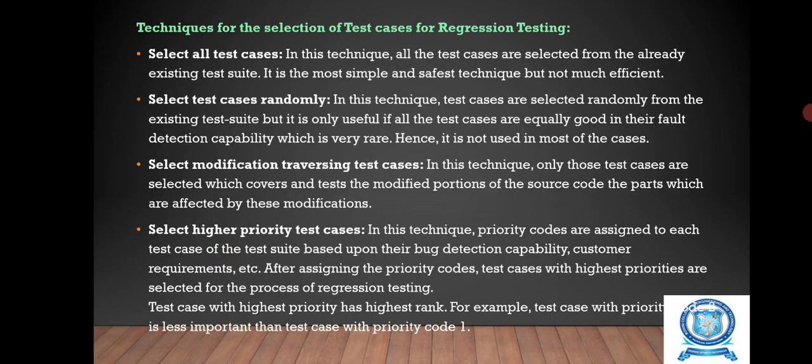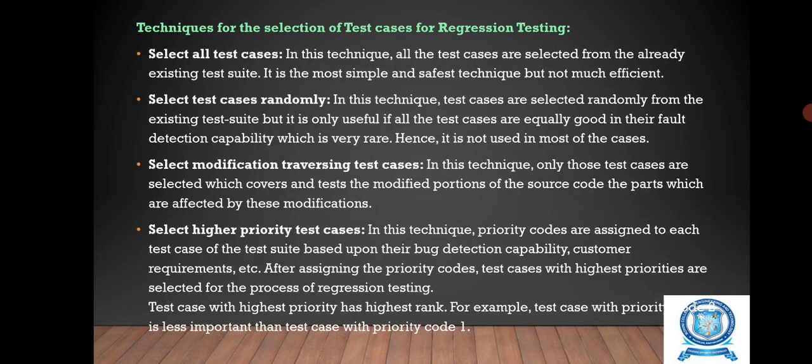Select test cases randomly. In this technique, test cases are selected randomly from the existing test suite, but it is only useful if all the test cases are equally good in their fault detection capability, which is very rare. Hence, it is not used in most of the cases.